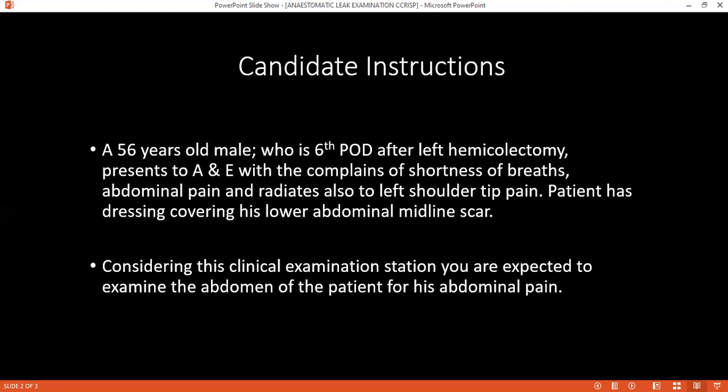Okay, please. Mr. Smith, 56-year-old male, presented with shortness of breath and abdominal pain which radiates to his left shoulder tip, and it's his sixth postoperative day of left hemicolectomy. On abdominal examination, there was a midline scar covered with dressing, and no other skin changes were detected. On palpation, there was severe pain, and further examination couldn't be done.